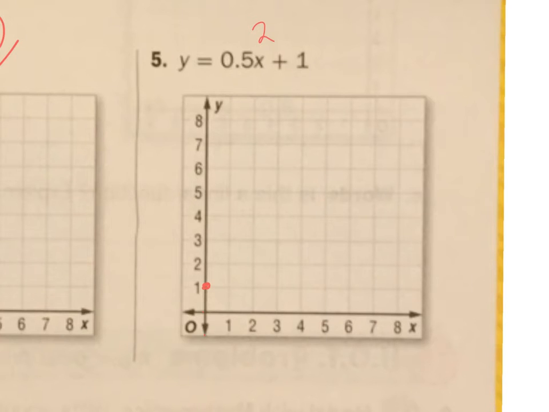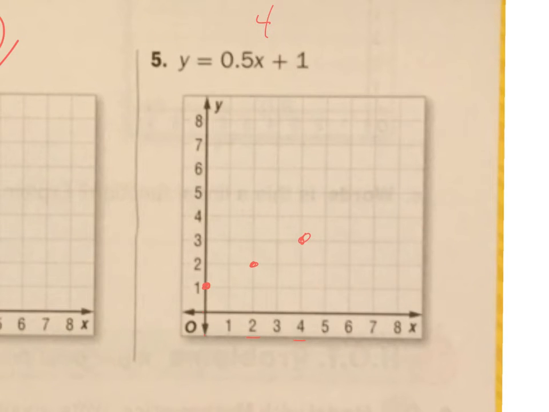Now let's do 2. 2 times 0.5 equals 1, and 1 plus 1 is 2. So if x is 2, I put it into this, I'm going to get y as 2. Let's do 4. X is 4. X times 0.5 is 2 plus 1 is 3. So it's 4 and 3.